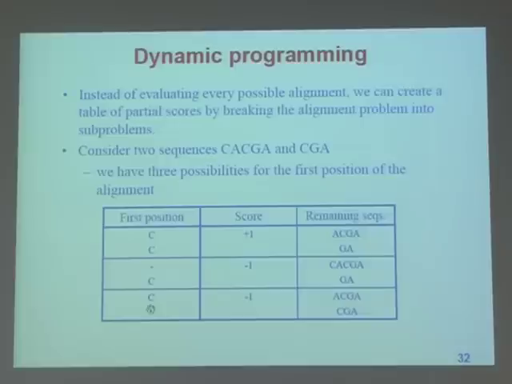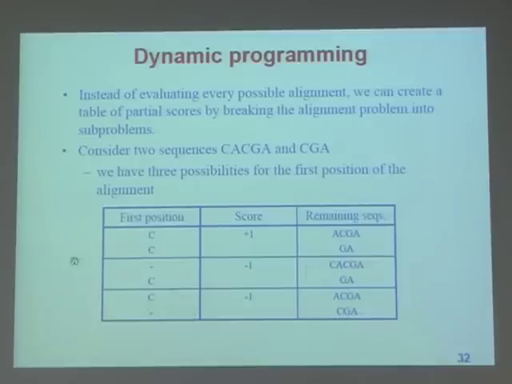Each of these first positions, if our gap penalty is -1, and if our max score is 1, this first position, such an alignment, aligning the first two letters, is going to score 1, and the remaining sequences will be this, and aligning gap with this C is going to be -1, and the remaining sequences will be this.